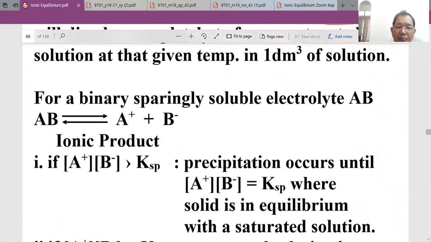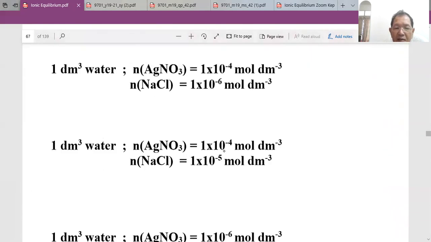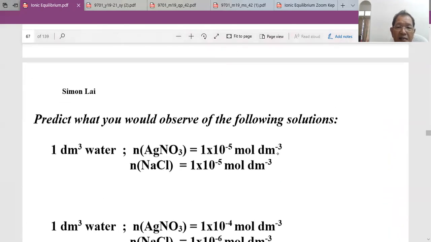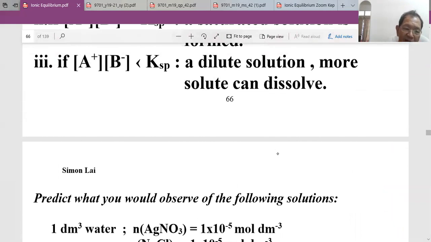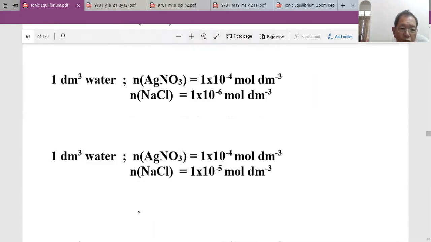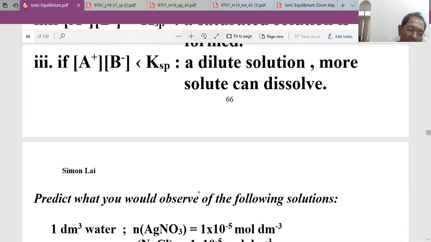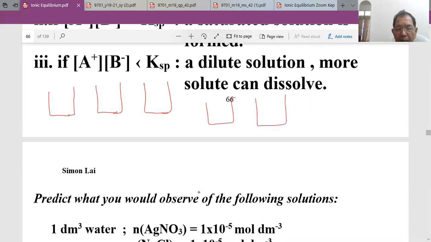Now, I'm going to give you something to think about here. Let's say, to make it easier for us, I've got 5 solutions here: 1, 2, 3, 4, and 5. I just want to teach you concepts, okay? Remember, silver chloride is insoluble, right? Why? You ask God, okay?